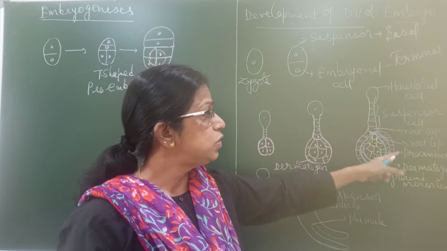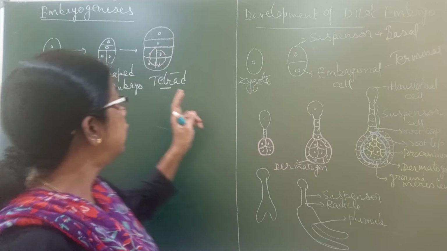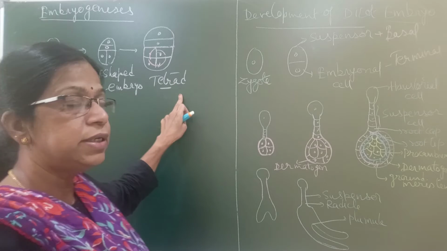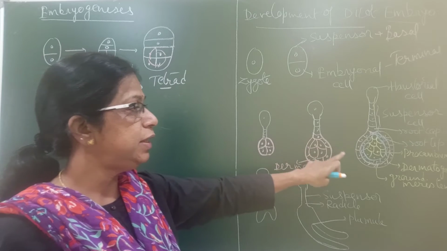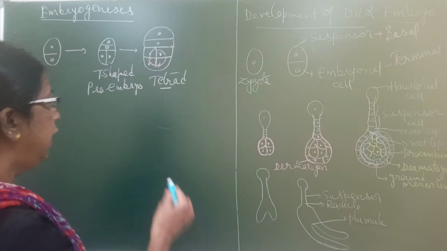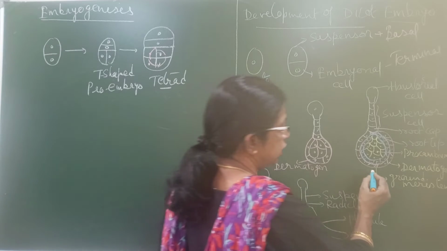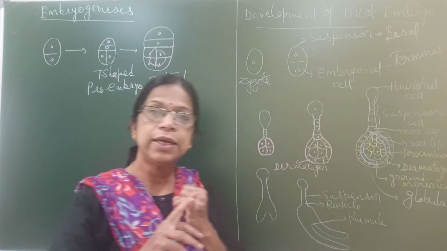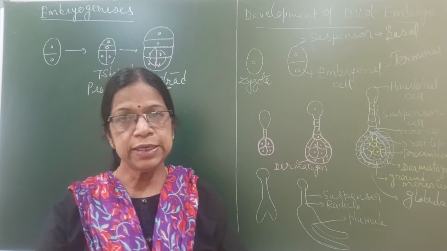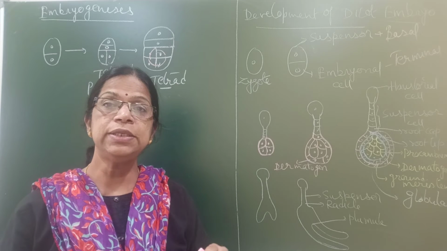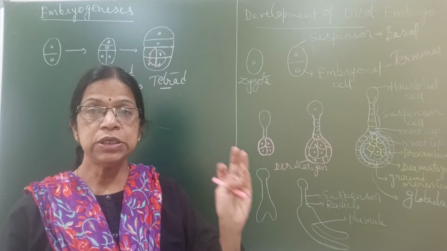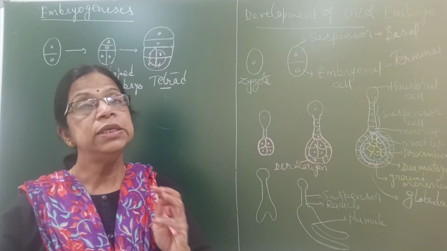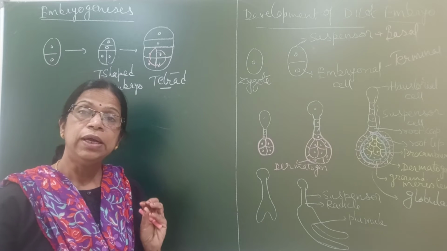So what are these different stages? First we start with the zygote, 2-cell stage, 4-cell stage, 8-cell stage. After the 8-cell stage, the next stage is called the globular stage. All these 3 stages, 2-cell, 4-cell and 8-cell, come under the proembryo stage. First is the zygote, then proembryo, then globular stage, heart-shaped and mature embryo. These are the 5 stages in the development of dicot embryo.